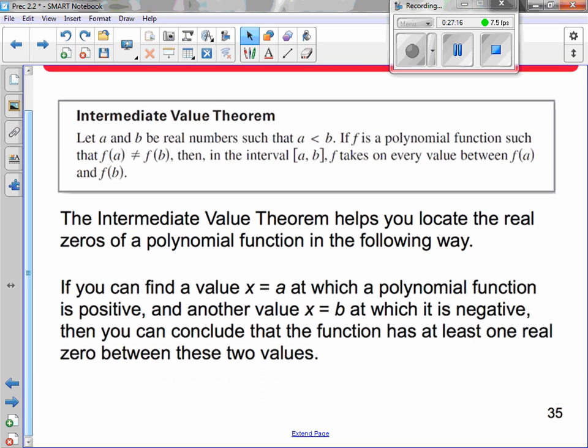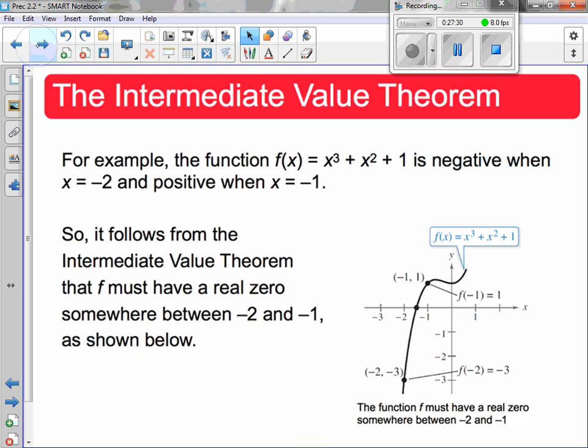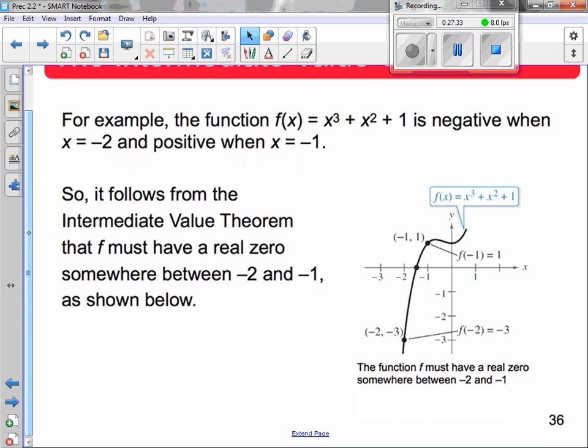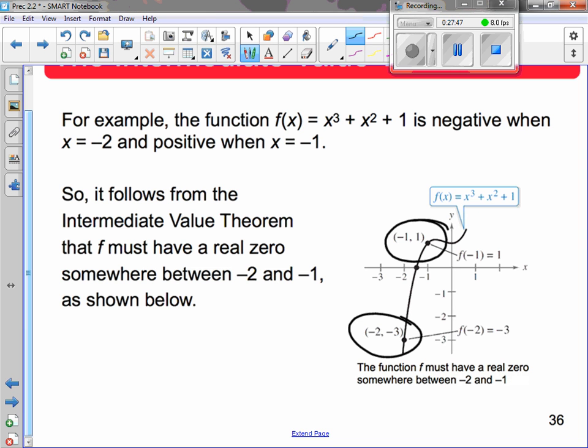Let A and B be real numbers, and then we can take values in the middle. The intermediate value theorem can locate a real zero between two points. So what we're saying is I can pick any two points and find a point in the middle that would make it true, and it's just taking smaller and smaller intervals. For example, the function is negative when x is equal to -2, so it's negative down here. And when x is equal to -1, it's positive, yes? So there's a number between those two points that would give us a 0. That would be one of our intercepts.